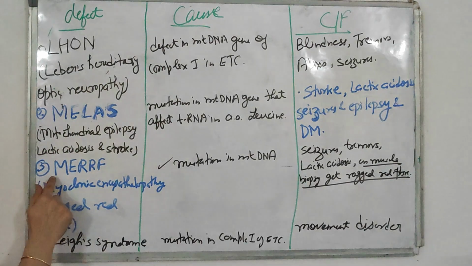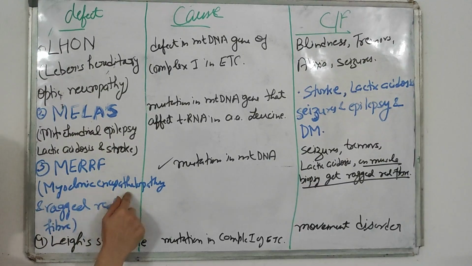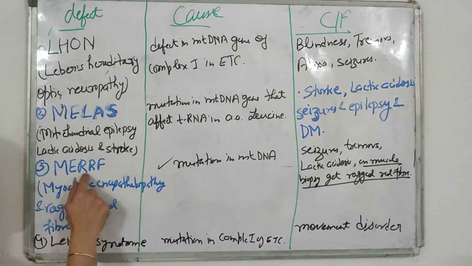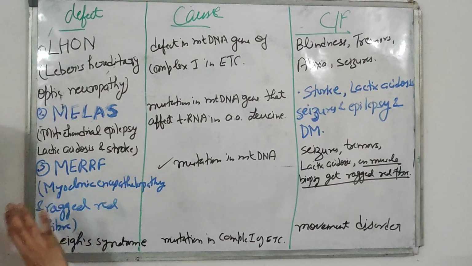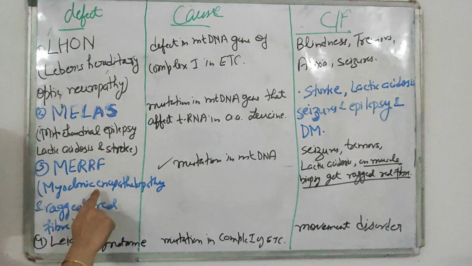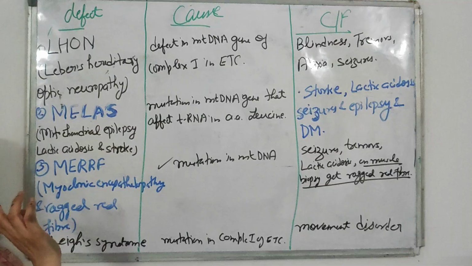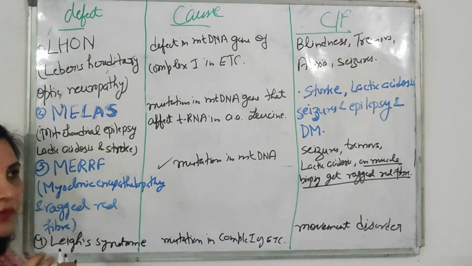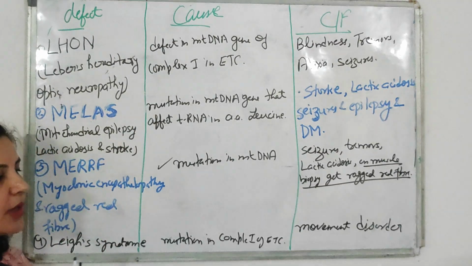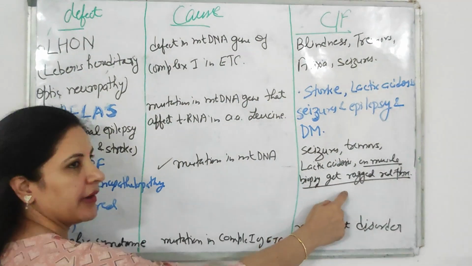Okay. Next is MERRF, that is myoclonic epilepsy and ragged red fibers. And what is the cause? The cause is a mutation in mitochondrial DNA. And being an encephalopathy, the patient presents with seizures, tremors, and lactic acidosis. And how will you diagnose this? When you do the muscle biopsy, you will see ragged red fibers on muscle biopsy.